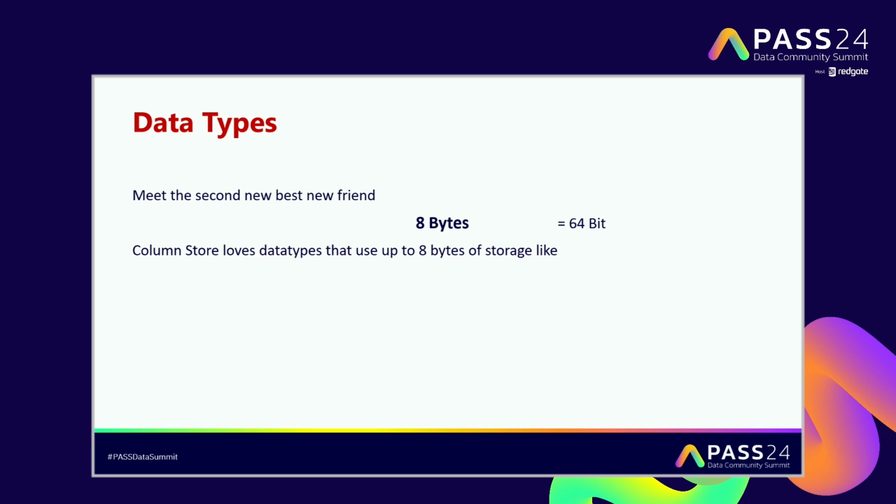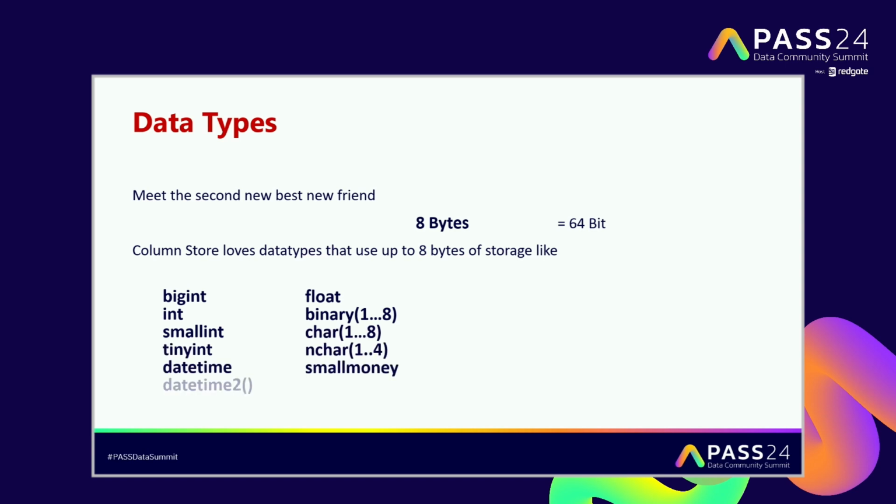Yeah? So everything that takes 8 bytes of storage or less you can use. Big int, float, int, binary 1 to 8, character 1 to 8, n character 1 to 4, date time 2, money, small money, date, a bunch of them. And usually the stuff you find in a fact table. Yeah? Most financial data, most sales data, most provision data, everything in the warehouse usually fits in that category.